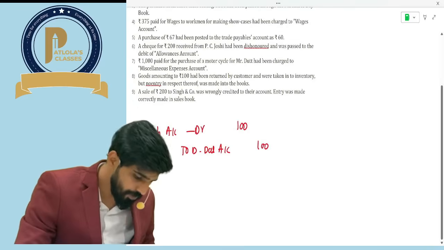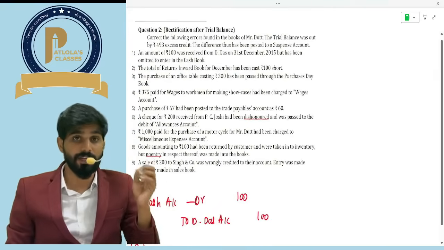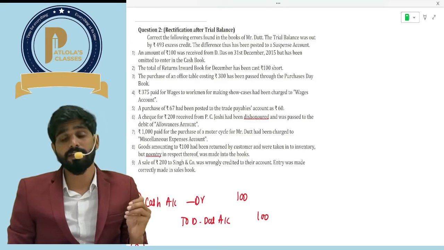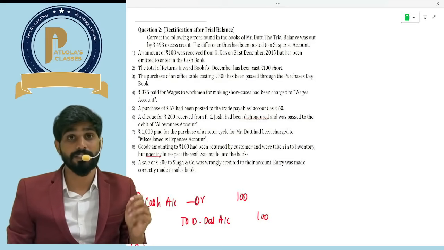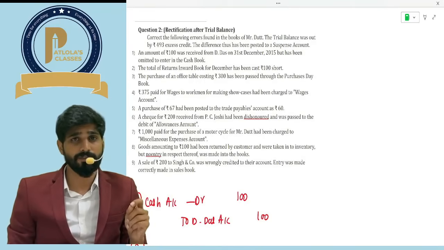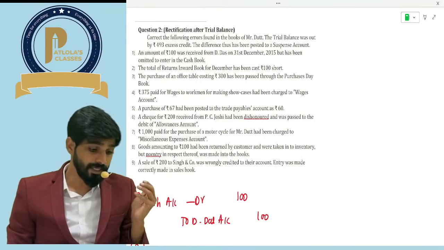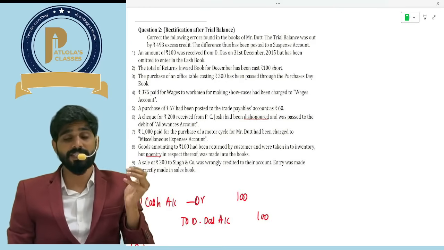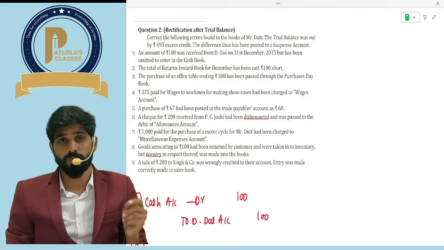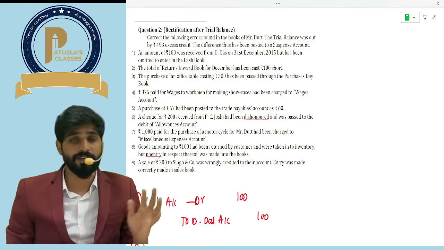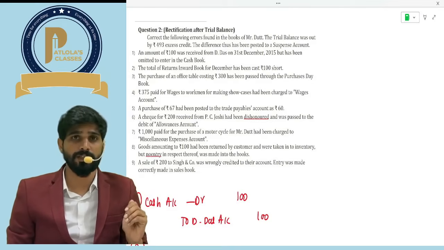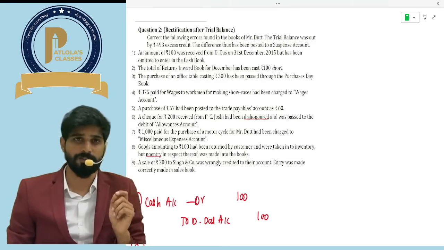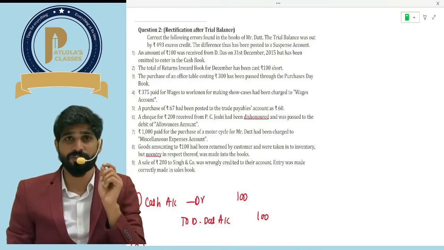Next, coming to the second one, the total of the return inwards book for December has been cast short by 100. Return inwards book in the sense it is sales return book. Sales returns will have a debit balance. Is it taken more or is it taken less? It is taken less. So can I say your sales returns are taken less by 100? So your trial balance will not tally. Which side would be missing is the debit side, there will be a shortfall of 100. That amount we will put to suspense. So suspense account will have a debit balance of 100.